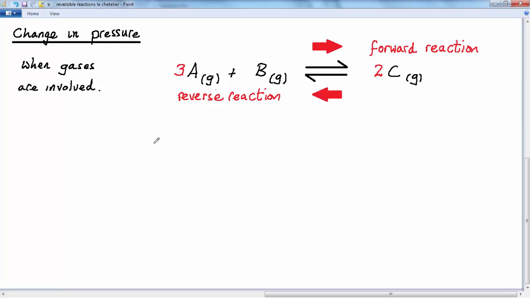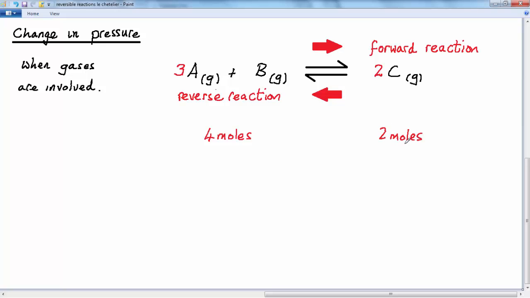In order to understand what happens when we change the pressure, first of all you've got to count the number of moles on either side of the equation. On this side, we've got 3 moles plus 1 mole. The 1 isn't written there, but there's 1 mole there. So 3 moles plus 1 mole gives us 4 moles of gas. And on this side we've got 2 moles of gas.